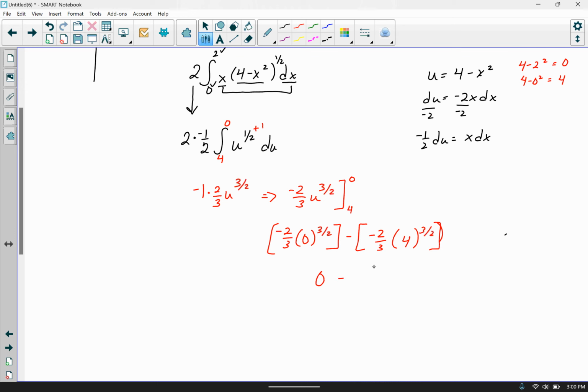Now I have negative 2/3 times 4 raised to the 3/2. The square root of 4 is 2, and 2 cubed is 8. So that will turn into negative 16/3. 0 minus negative 16/3, with two negatives side by side turning into a positive, gives 16/3 as my final answer.